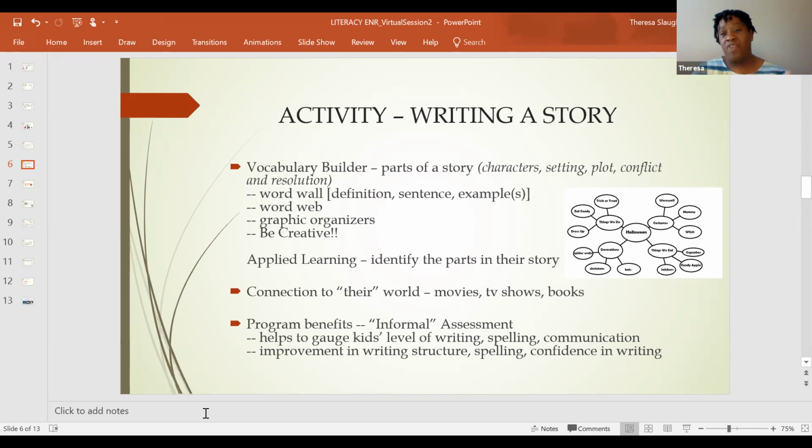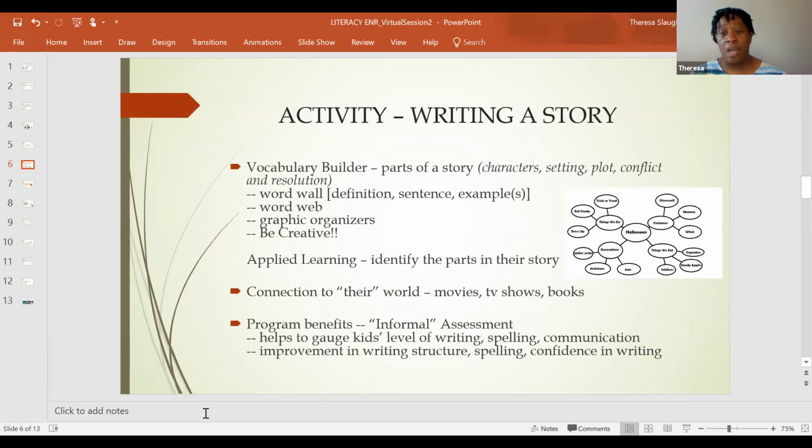So let's say you've done this activity a couple of times. Let's say we're on the 5th time of doing this activity. So now would be the time that I would introduce vocabulary. I call these vocabulary builders. And in this particular activity, we were going to introduce parts of a story. So there's character, setting, plot, conflict, and resolution.